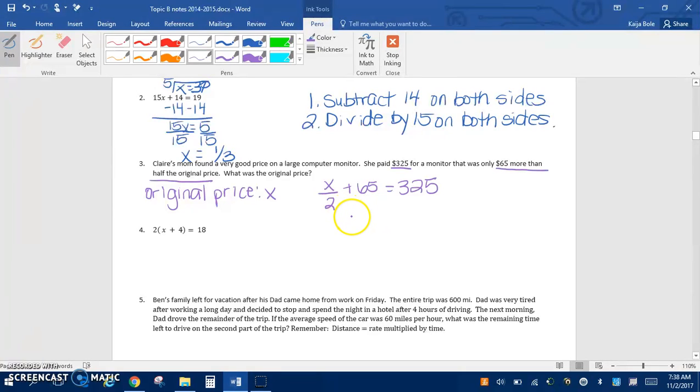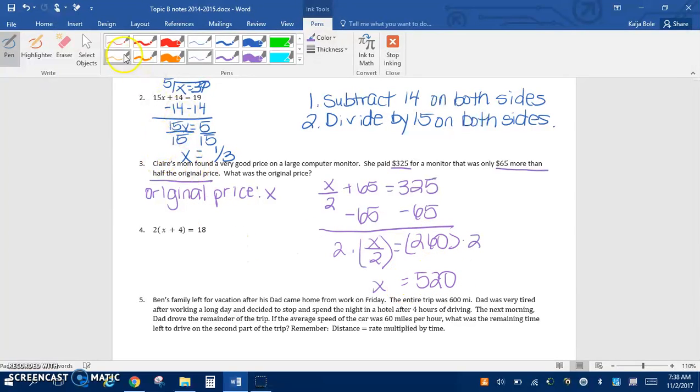So now we're just going to solve the equation. So we subtract 65 from both sides. So we get x over 2 equals 260. Now here we need to multiply by 2 on both sides. So when we multiply by 2, we get x equals 520. So we can say that the original price was $520.